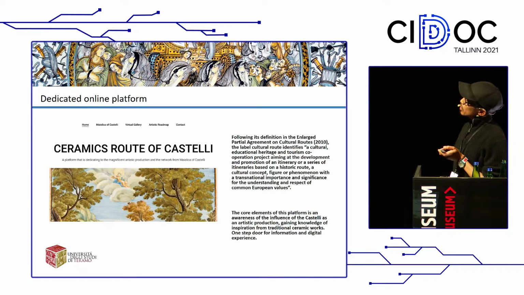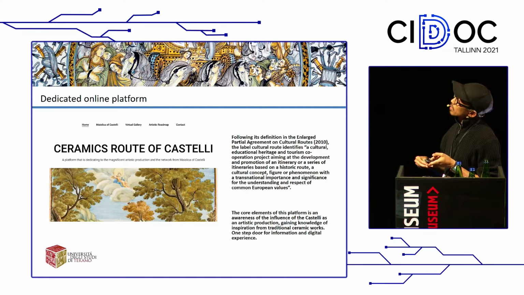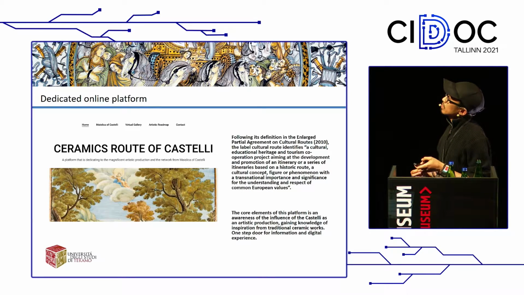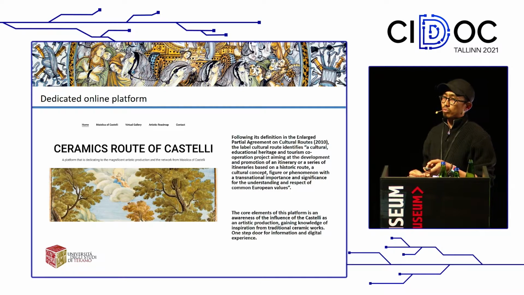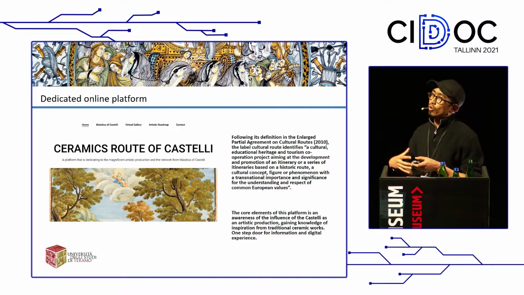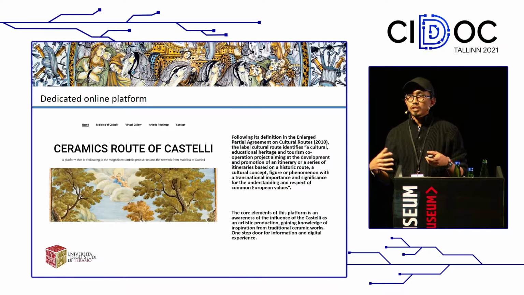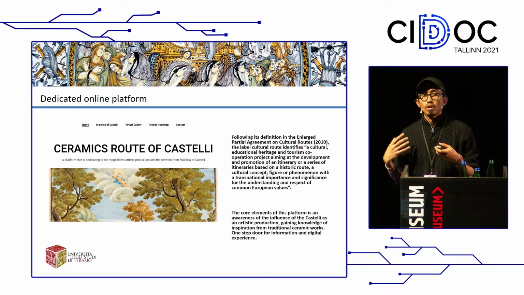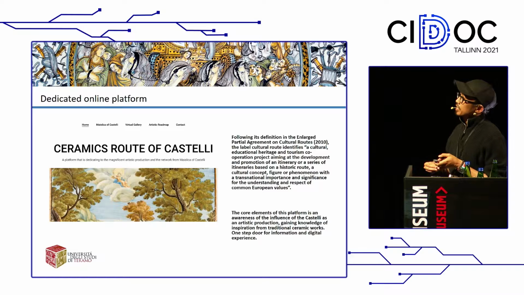So here the quotation that I took means cultural root identities and tourism cooperation project, aiming at the development and promotion of an itinerary or a series of itineraries based on the historic route. Here I'm trying to explore the idea behind the ceramics of Castelli, and then the inspiration, design sources, and everything behind Castelli, and then how to connect this inspiration and idea.